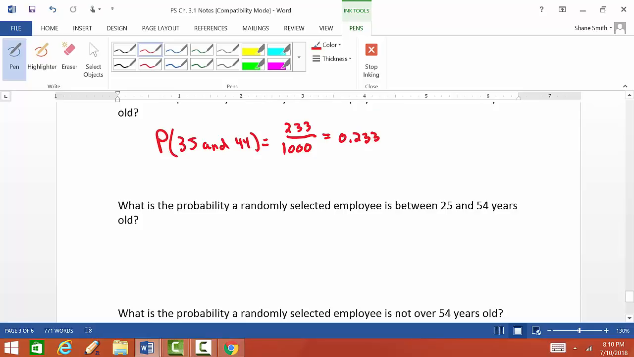What about between 25 and 54 years old? Well, there's several groups, so what do we have to do? Well, we have to add those categories together. So if you add everybody between 25 and 54, I should say 25 to 54, not and, the total is 779.